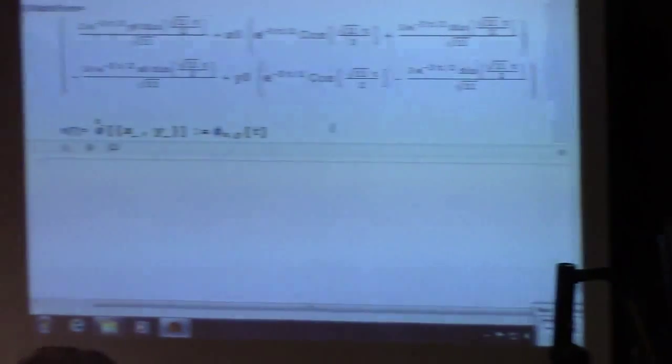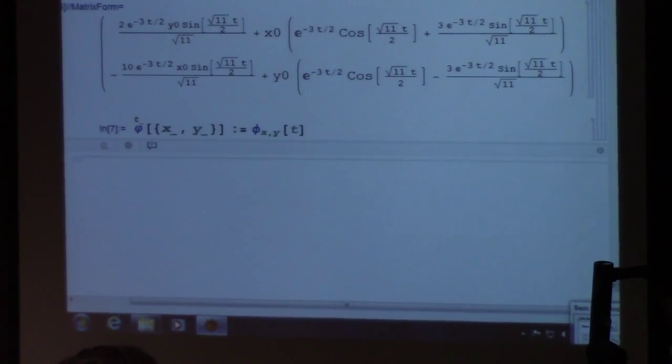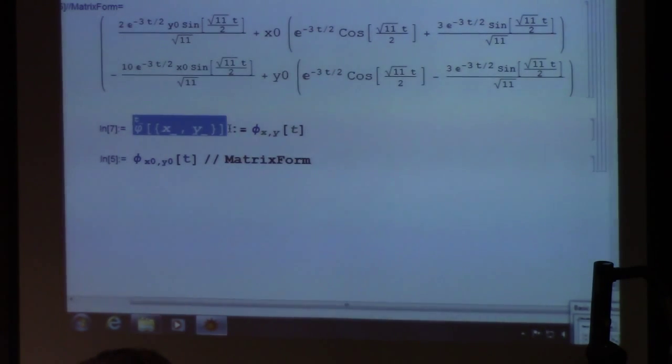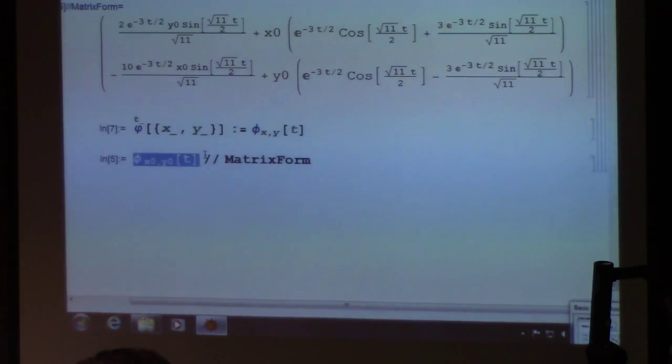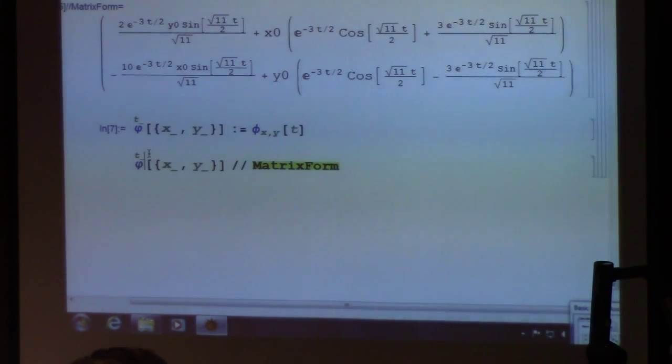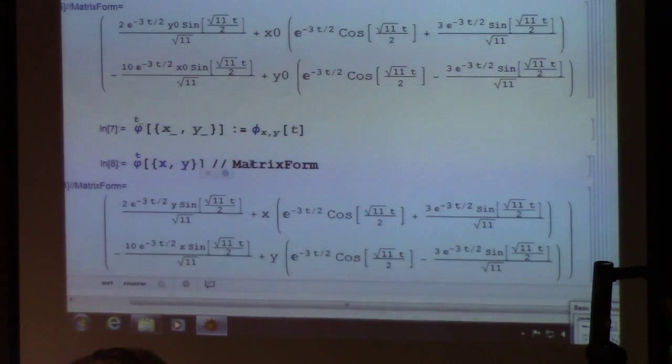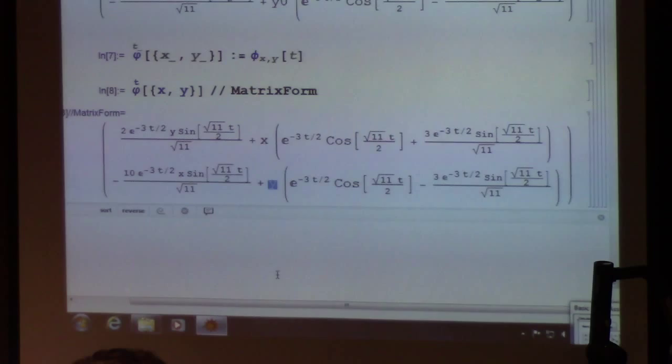I can enter this. It's going to have the exact same formula, except instead of x0 and y0, there will be x and y. There will be underscores. There it is, same formula. The x0's changed to x's, the y0's changed to y's, everything else is the same, and then you just, in your mind, think of t as fixed when you look at this. It's a linear function of x and y.